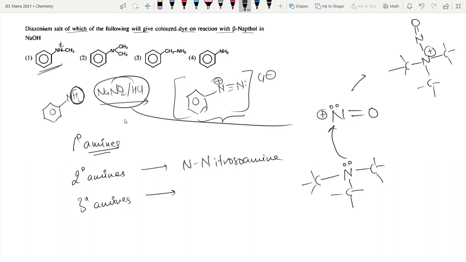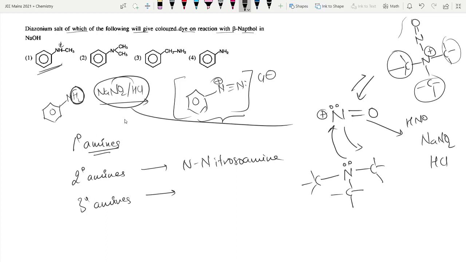But then this nitrogen will be positively charged, and there is no hydrogen to be released from any of the sides, so it will attach and then go back, because this is not a very stable compound. It will give these two things back, and the nitrosonium ion generated will also go back by equilibrium to NaNO2 and HCl, which is actually HNO2 acid in situ, going back to all these things. So the 3 degree amine can't even react, so no reaction.